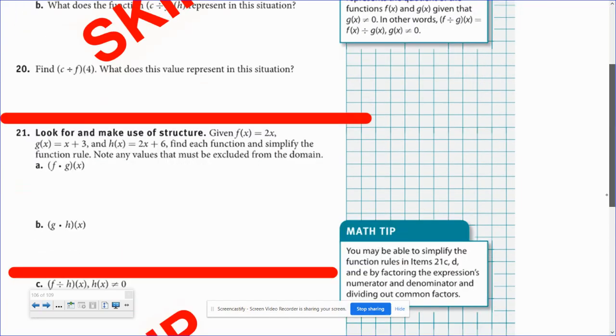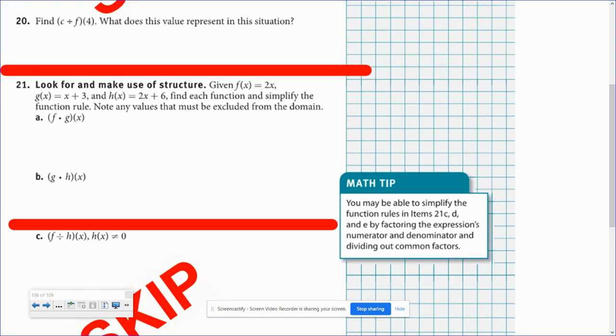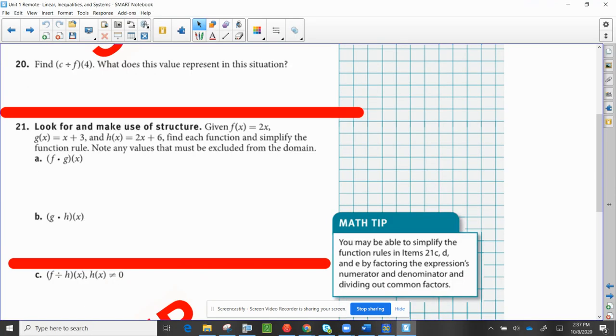So let's go ahead and skip to the examples on number 21. Now we're not going to do division. That is going to come into play a little bit more second semester when we get to Unit 5. So for right now, we're just going to stick with multiplying. In this problem, we're given f of x, g of x, and h of x. So we have f of x is 2x, g of x is x plus 3, and h of x is 2x plus 6. If we have to find f times g of x, what that means is we're going to take f of x and multiply it times g of x.